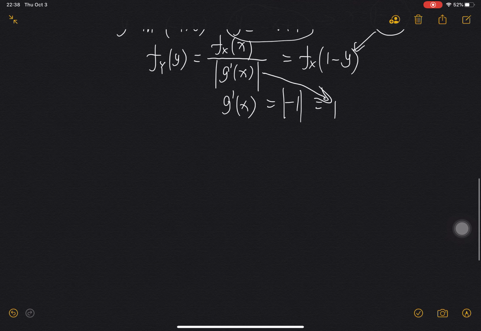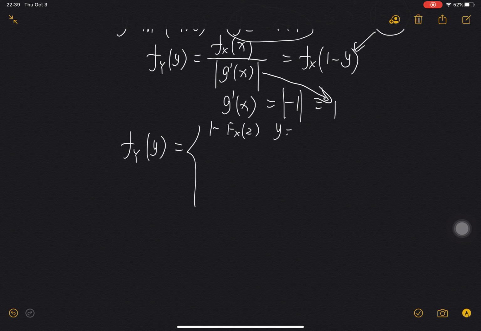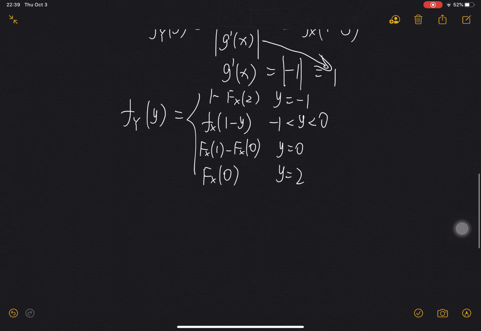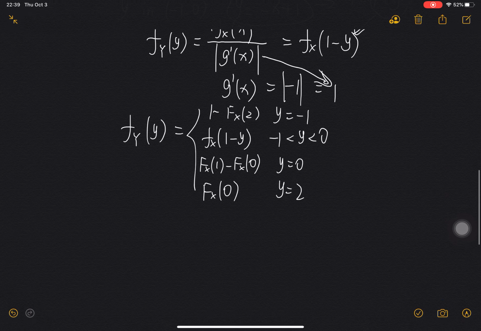Okay. So then we have the total part, the whole function of y, which is 1 minus F_X(2) when y equals minus 1, and f_X(1 minus y) when y is between minus 1 and 0, and when y equals 0, which is F_X(1) minus F_X(0), and F_X(0) when y equals 2. Right? Okay, this is all of it.